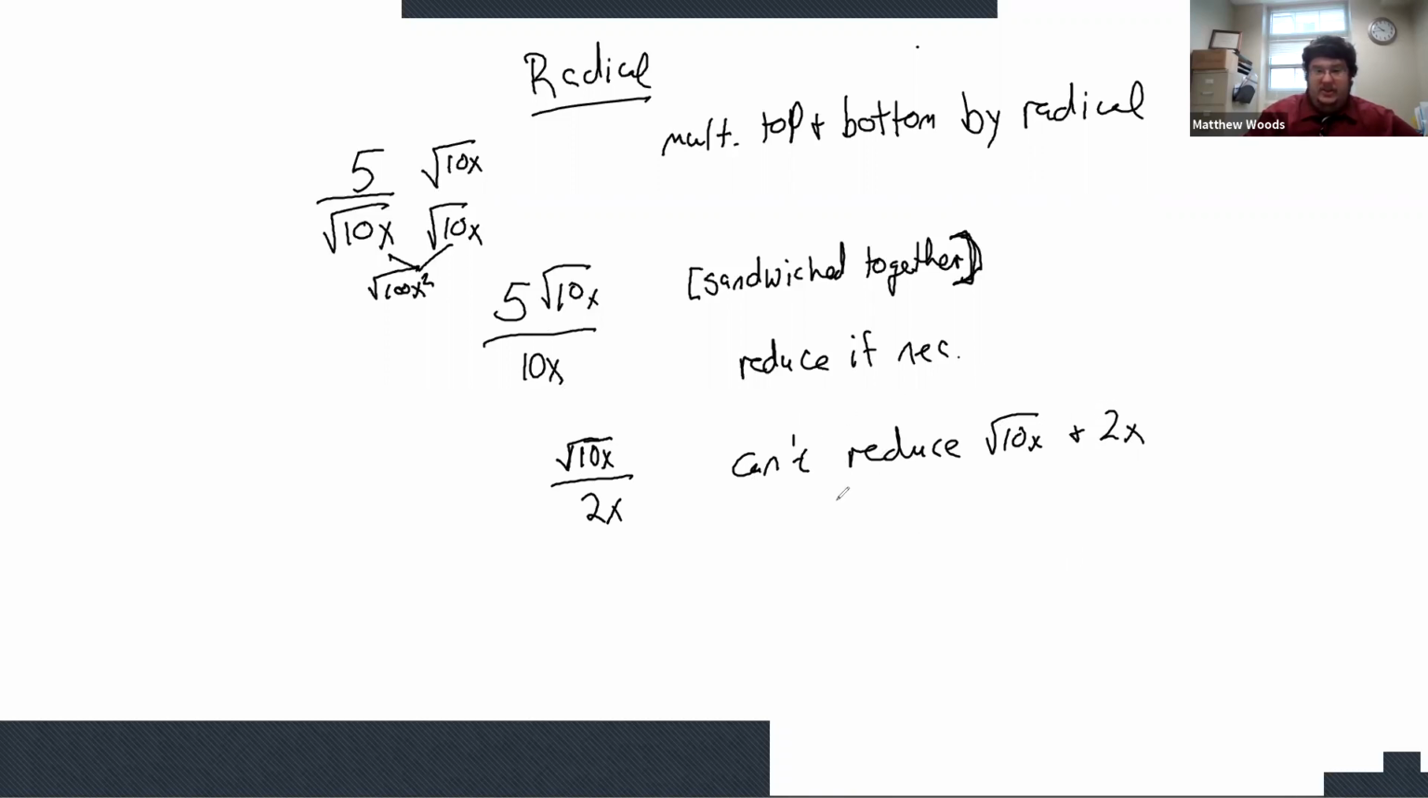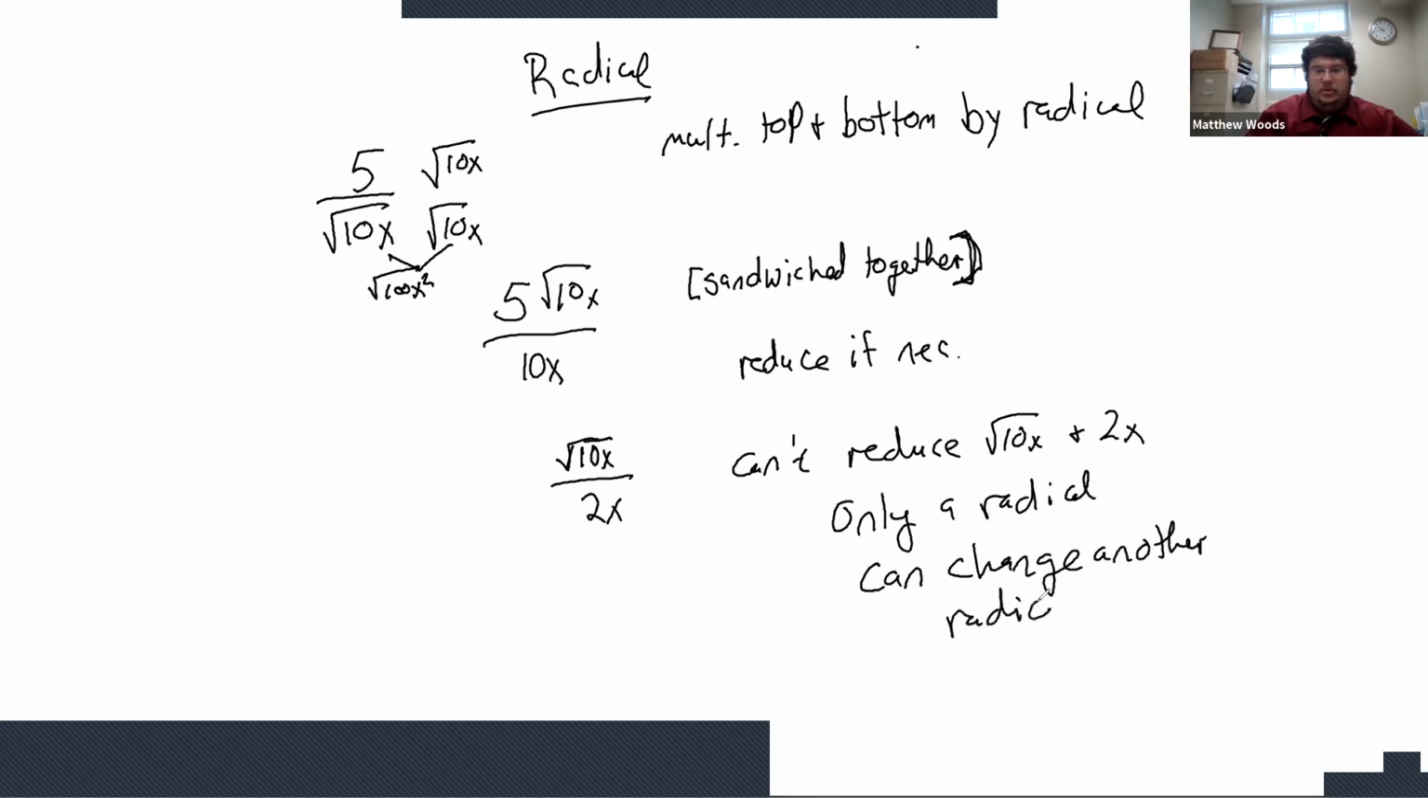The reason for that is that only a radical can change another radical. That's crazy important. You've got to remember this. That's basically all there is to rationalization.